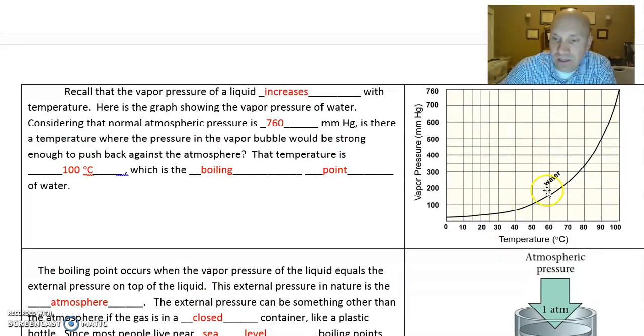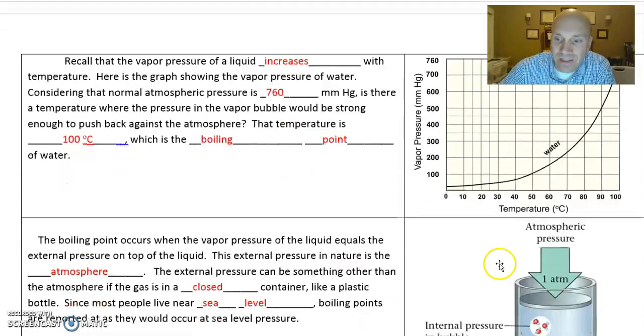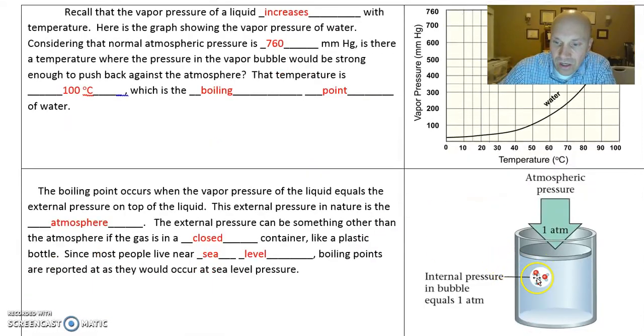All right, but this graph right here indicates something else about boiling that we don't normally think about, which is that heating a liquid is not the only way that you can boil it. The thing that makes a liquid boil is that the vapor pressure of the boiling bubble is the same as the pressure pushing down on top of the liquid. Normally that pressure is the atmosphere.